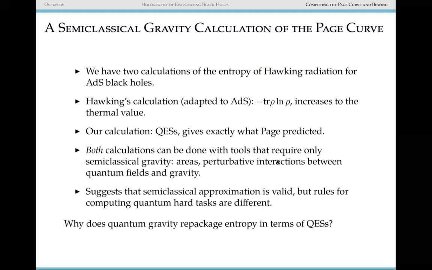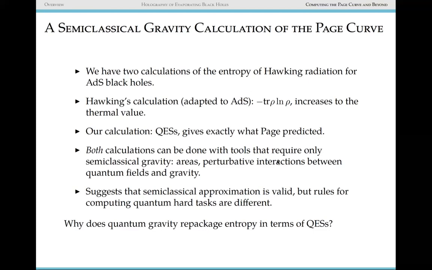I'll talk a little bit more about quantum hard tasks and so on, and what the relevance is here. But there's a suggestion, which I'll justify shortly, that there are rules for computing quantum hard tasks, and computing the entropy is what's called a quantum hard task. It takes an exponential amount of time to compute it. That is different for quantum and classical gravity. So I'll say a lot more about this and justify it momentarily, but first let's ask the following question.